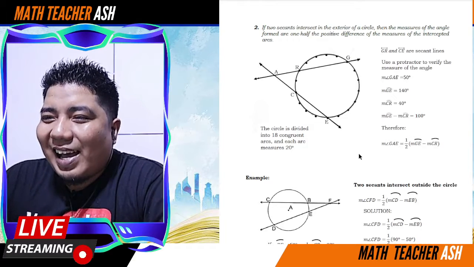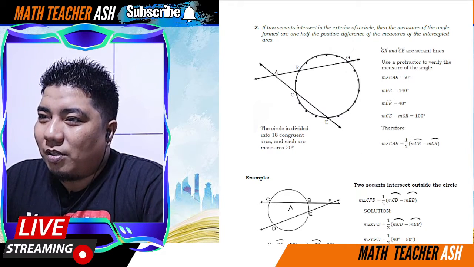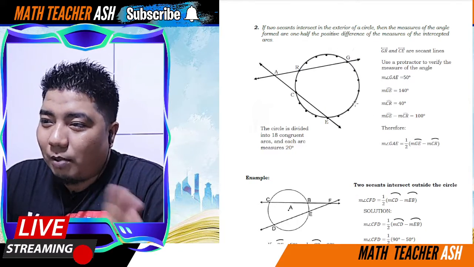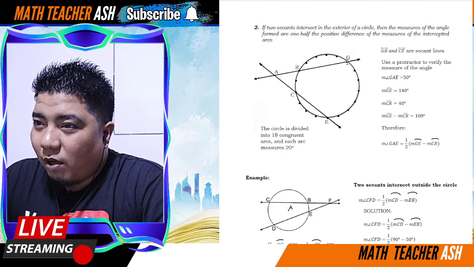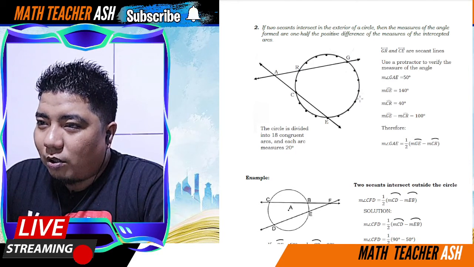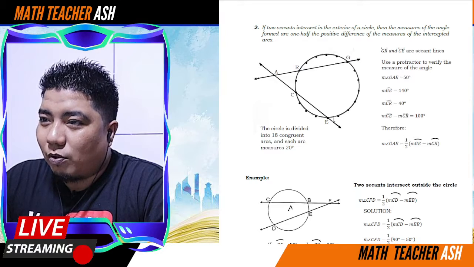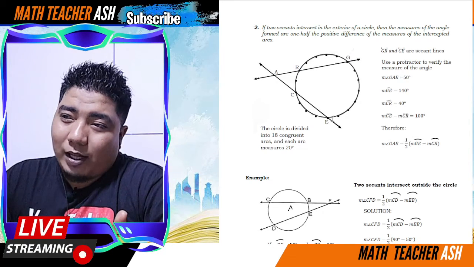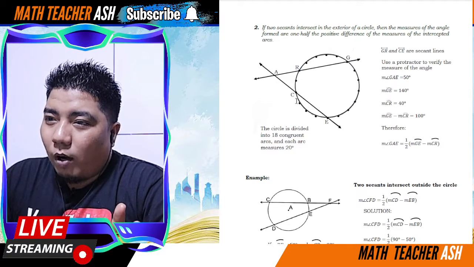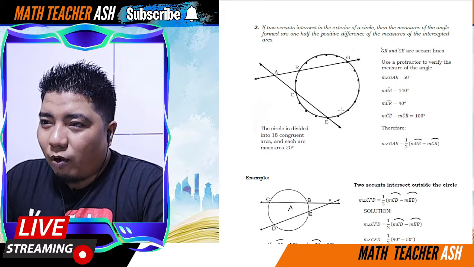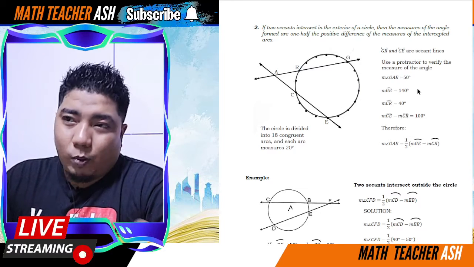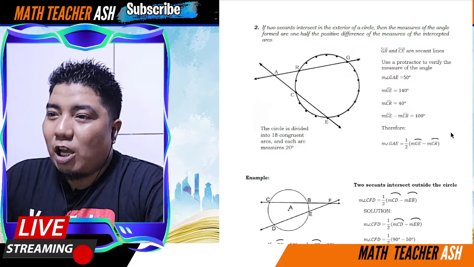Alright, so we have here, so since this is still divided by 18 parts, so we have here 1, 2, 3, 4, 5, 6, 7. So that is 7 times 20, 140. 1, 2, that is 40. So 140 minus 40, that is 100. Half of 100 is 50.